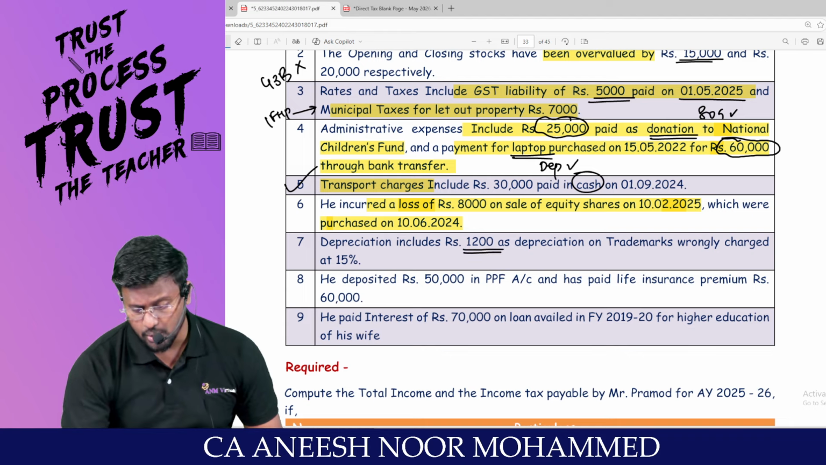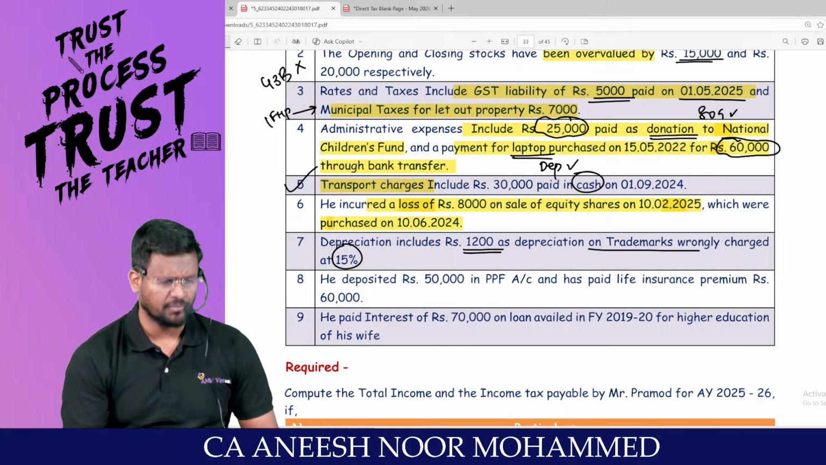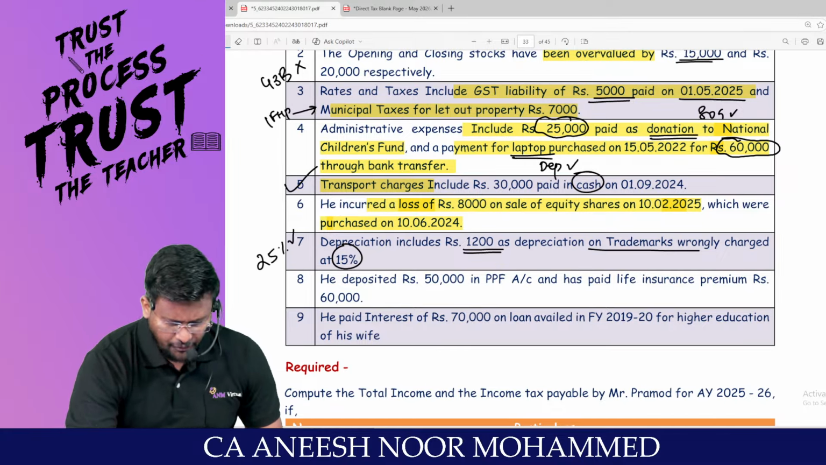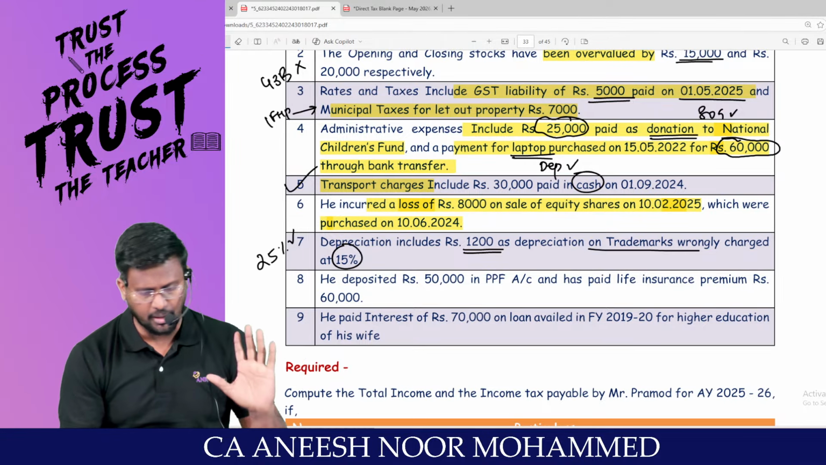Depreciation includes 1,200 as depreciation on trademark, wrongly charged at how much percent? Sir, for intangible asset, 25% is the correct rate. That means there is a short depreciation of 10%. We have to extra provide the 10%.